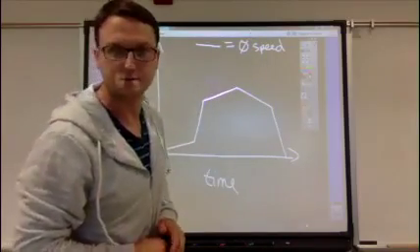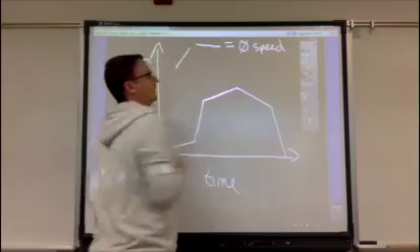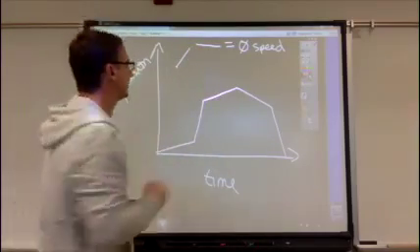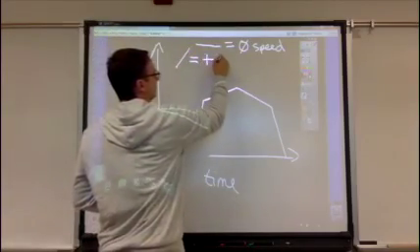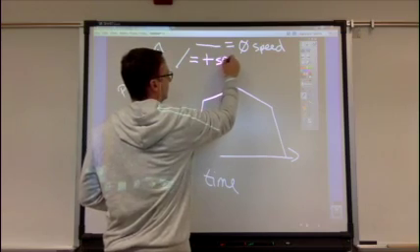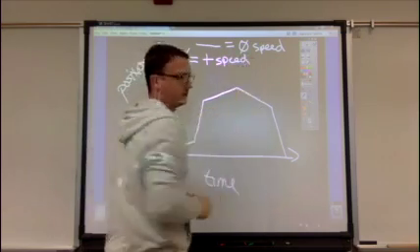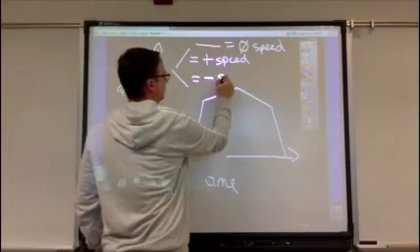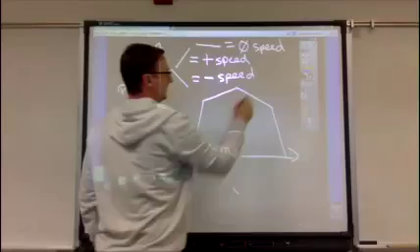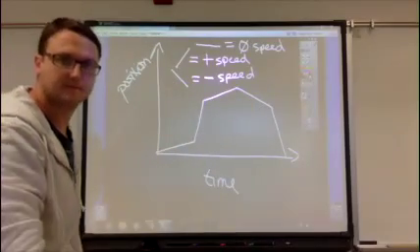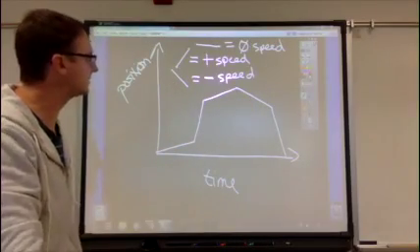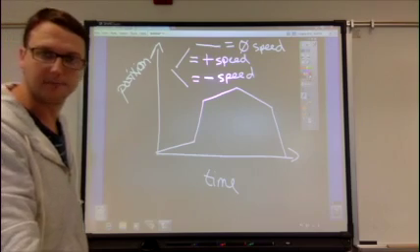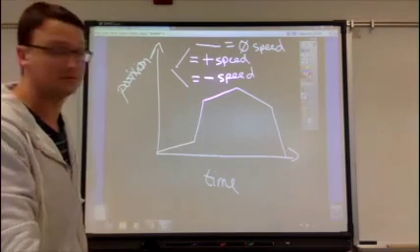So it's 0 speed. Okay. We know that this direction is a positive speed. And then the down direction is a negative speed. So think about this one for a minute. Which ones are negative and which ones are positive? Or is there any of them 0?